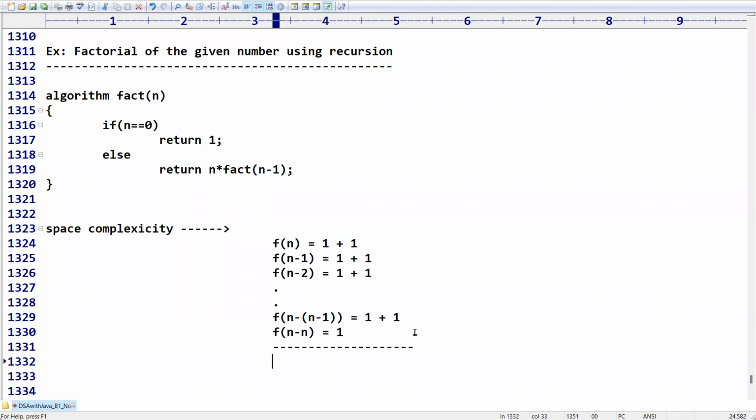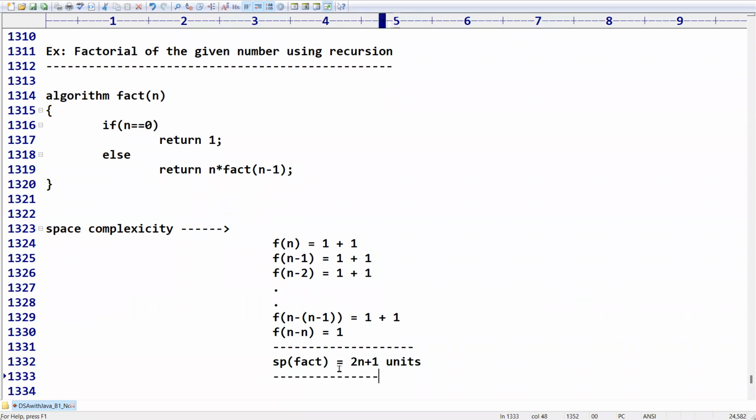Now you have to calculate the total amount. So how many n's will be there? I think n times it is going to execute. Every time, 1 plus 1, 2; 1 plus 1, 2. I can say 2n, 2 into n. Suppose if n is equal to 5, 10 amount of space it may require. At last, one unit is there, right? So the total space complexity of this factorial algorithm is nothing but 2n plus 1 units.